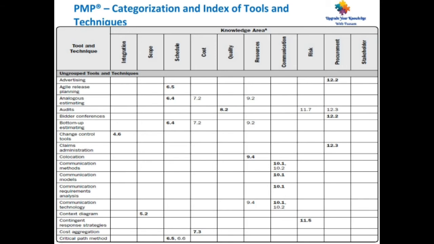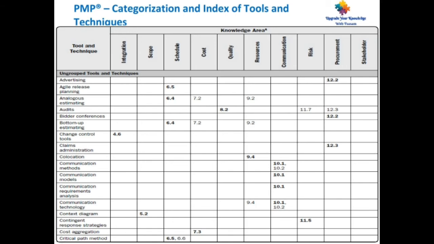And then coming to the ungrouped tools and techniques. Advertising is used in procurement. Agile release planning is used in schedule. If you see agile release planning or advertising in the scenario based questions, you can easily identify the knowledge area and eliminate the wrong answers.